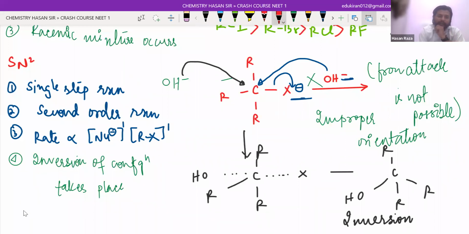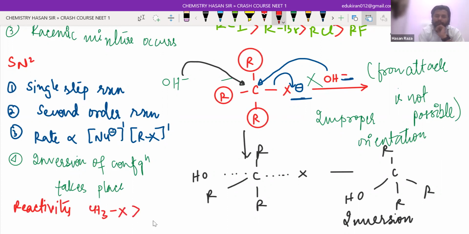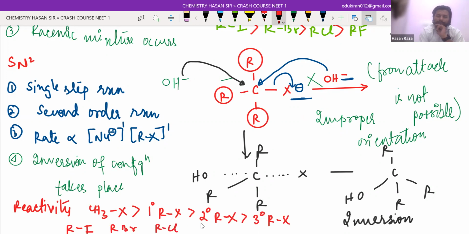Now I'm going to talk about the reactivity. As you know, for SN2, the factor is steric hindrance, the bulky group. So if it is lesser, that means CH3X is the most reactive. Then comes your 1 degree RX, then your 2 degree RX, and then your 3 degree RX. And if you go for RI, RBr, it will be the same, because the best leaving group is iodine. OH minus will attack easily if only hydrogen is there, because it has a small size, so there will be no steric hindrance. Then 1 degree, then 2 degree, then 3 degree. Is that clear, everyone?